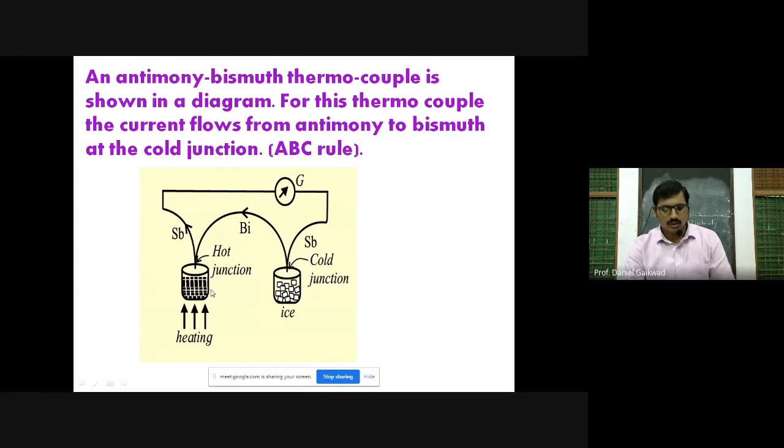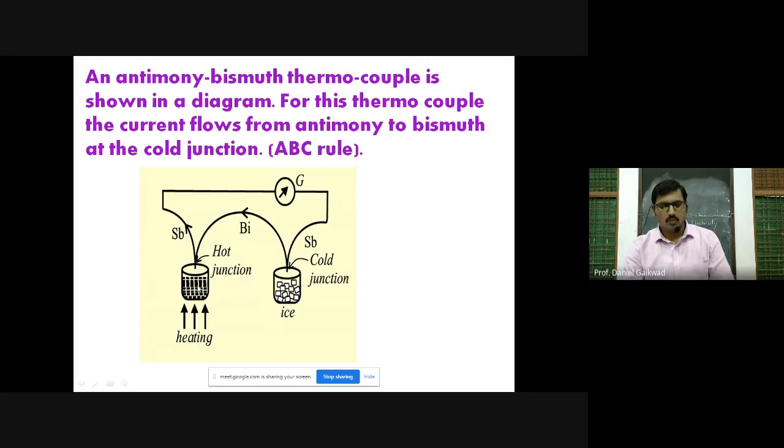We have the hot junction and the cold junction. So there is a junction of bismuth and antimony, Bi and Sb. Their first junction and second junction. One junction is kept at high temperature and one junction is kept at low temperature.